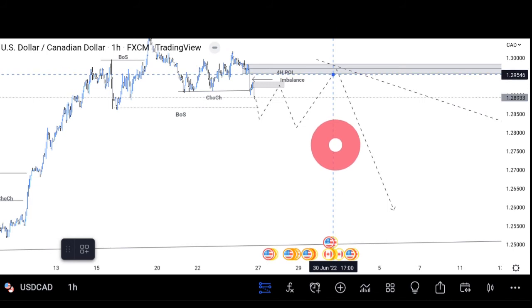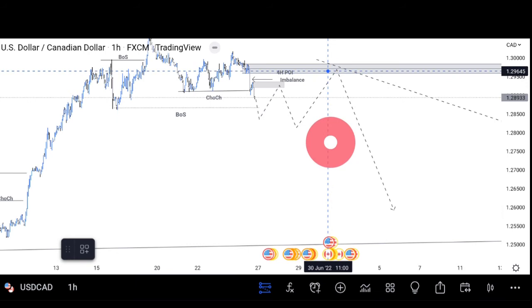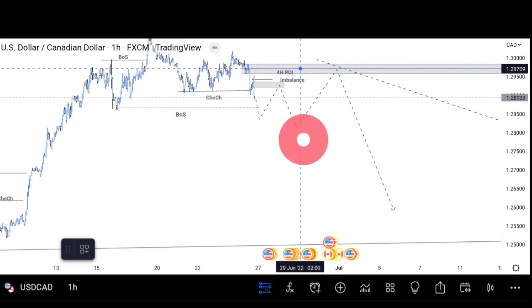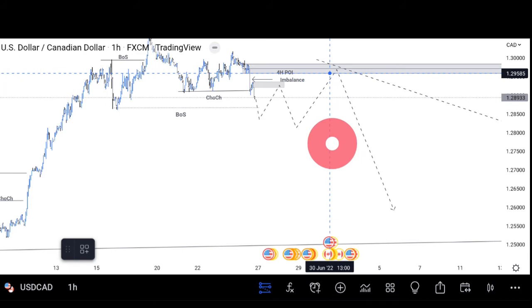So, when coming with entries, you can decide to place your entry at the wick or at the 50% of your OB. Now, I had my interest at the 4-hour order block. So that is where I'm going to put my sell limit order. Now, I'm just going to place my entry at the wick.